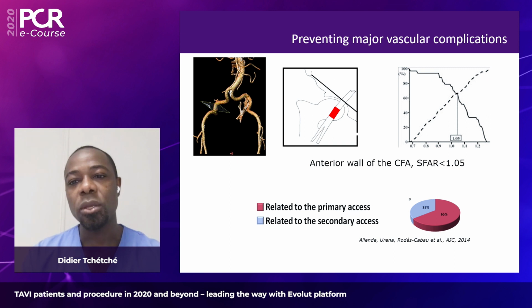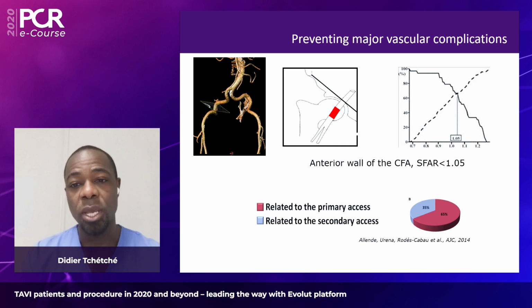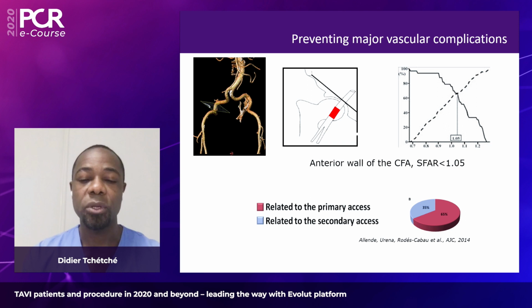But something that we know more and more, and that has become real, is that close to 1/3 of the major vascular complications that we see originate from the accessory access that we utilize to guide the procedure. So we don't face major vascular complications from the large bore sheath, but more from the 6 French sheath that is implanted in the contralateral femoral artery.